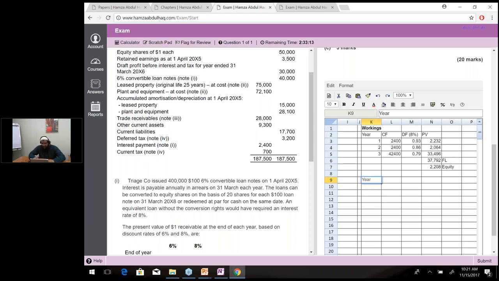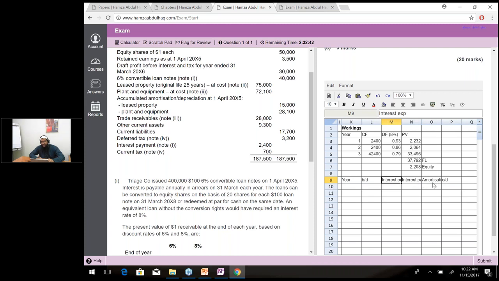Okay, now next step is to calculate the amortization table. Welcome, Hamza Ali. So I'm writing year, brought down, interest expense, interest paid, amortization, and carried down. Now if you see, my values are not being shown properly.